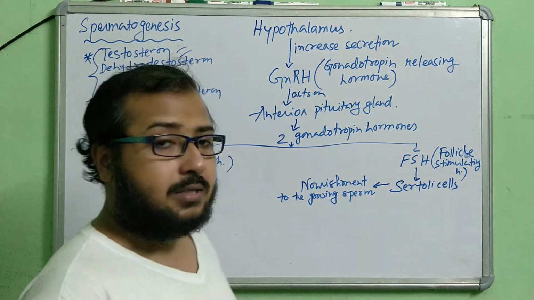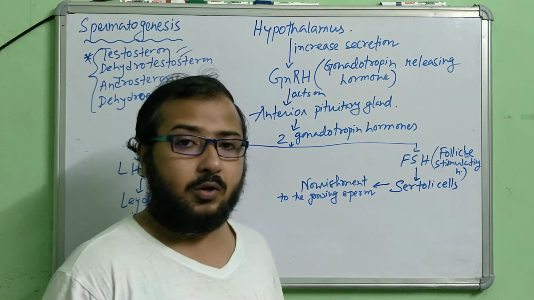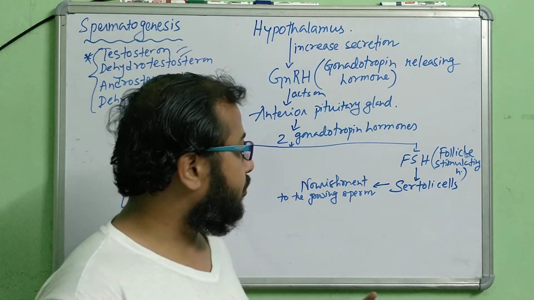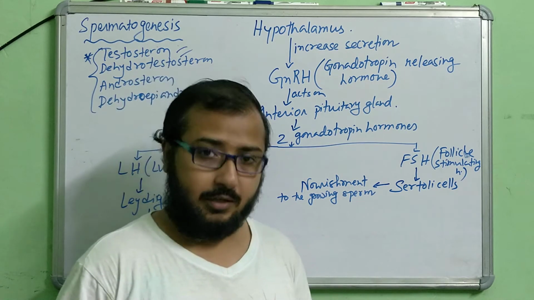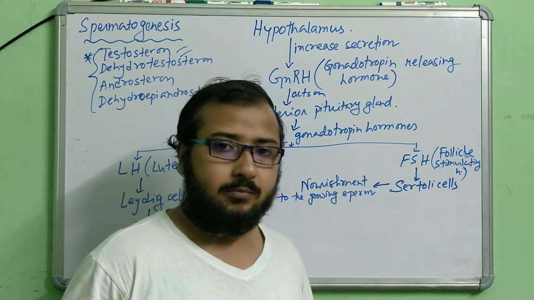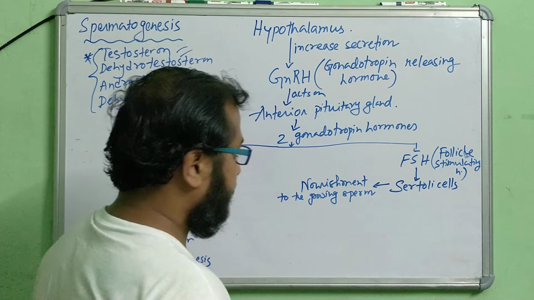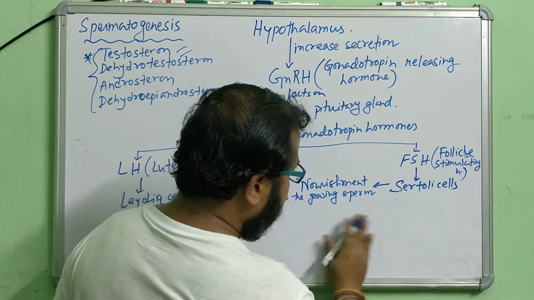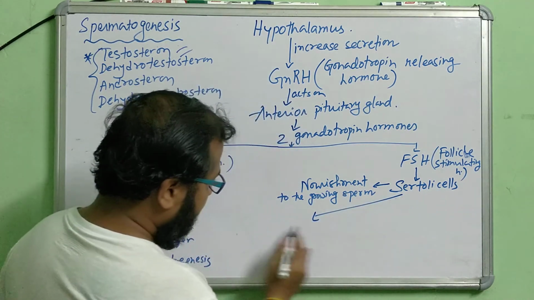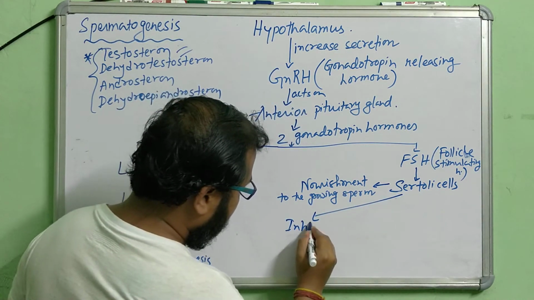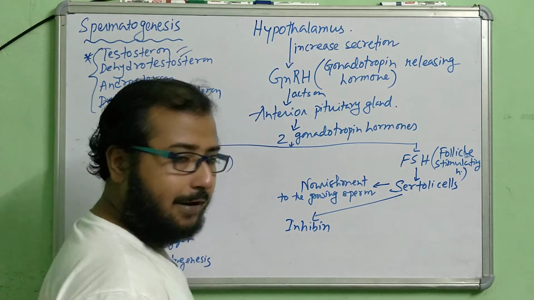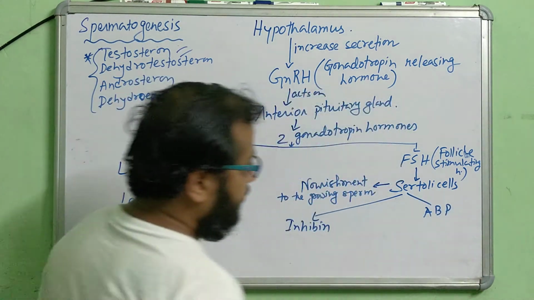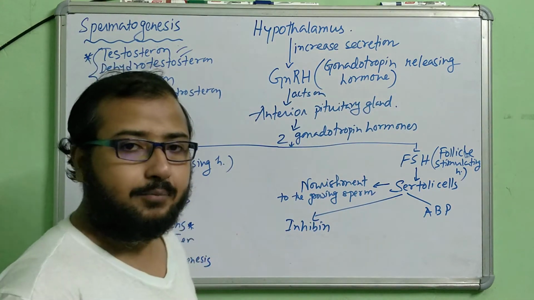Apart from this, Sertoli cells also secrete some important factors. We are going to discuss here only two factors which are important for you. Apart from this, there are some other factors too. Now, out of these two, the first one is inhibin. Another one is the ABP, that is androgen binding protein.